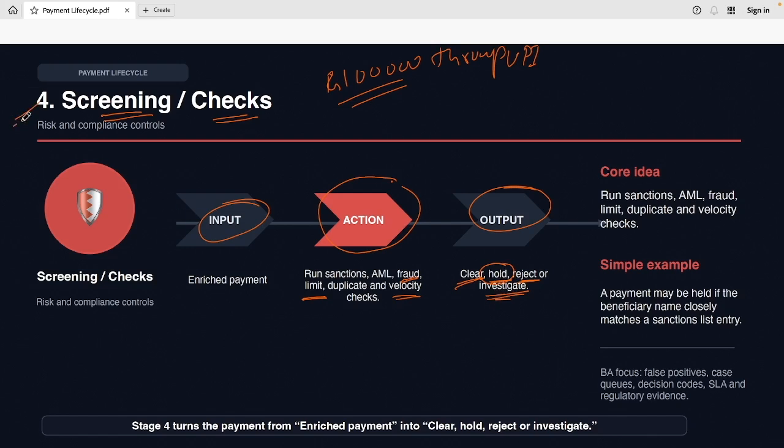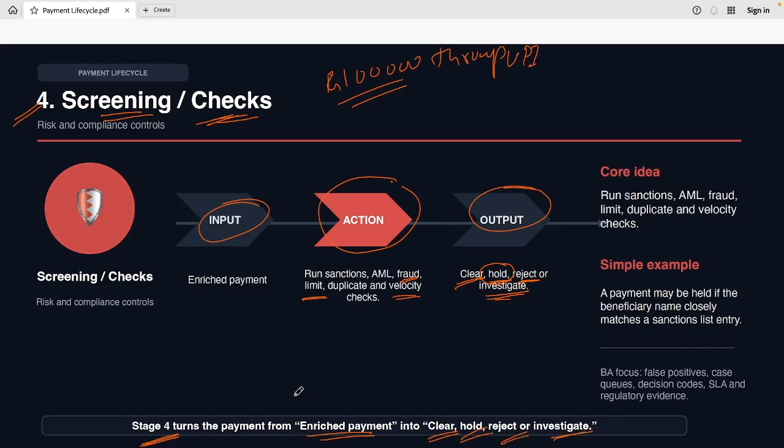As far as this particular stage is concerned, the business analyst should understand which checks apply to each payment type, what information is screened, what creates an alert, what decision codes are used, who reviews the alert, what the required SLA is, and what evidence must be recorded. These are some points that you must understand or take care of in this particular stage. In short, stage 4 converts the enriched payment into one of four possible outcomes: whether the payment is cleared, put on hold, rejected, or sent for investigation.